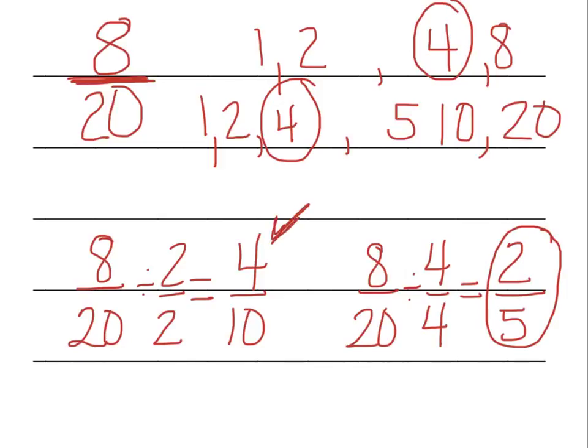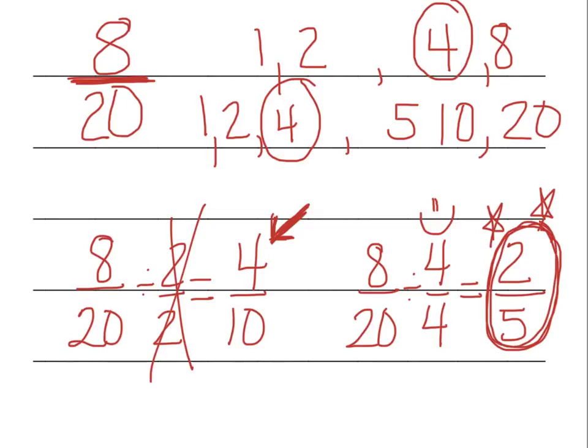Here, not fully reduced because you didn't use the greatest common factor. Here, yay, fully reduced because I used the greatest common factor. Now, does it truly matter? No. So long as you end up with this answer right here, it's fine. Today, you have to find the greatest common factor. But in general, it's okay if you do multiple steps.